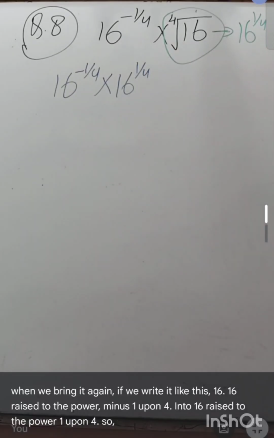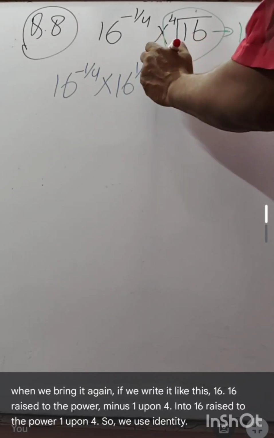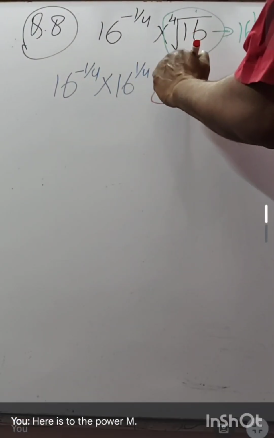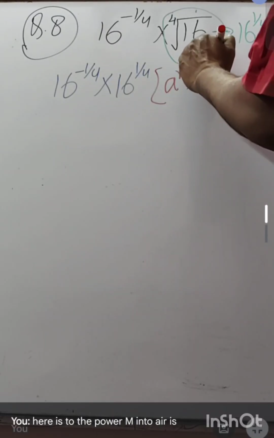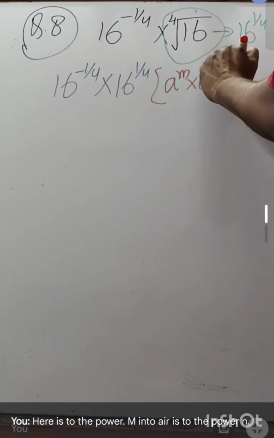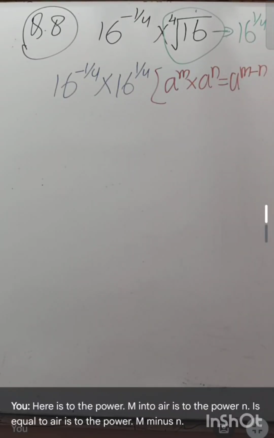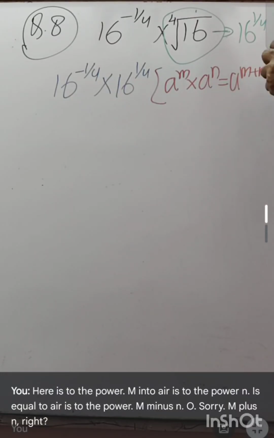So we use the identity a raised to the power m into a raised to the power n is equal to a raised to the power m plus n. Oh, sorry, m plus n, right? This identity we will use.